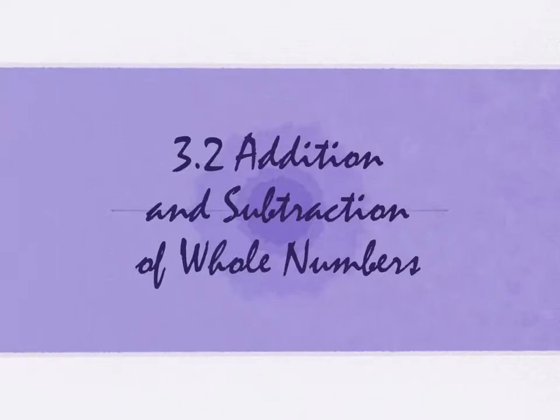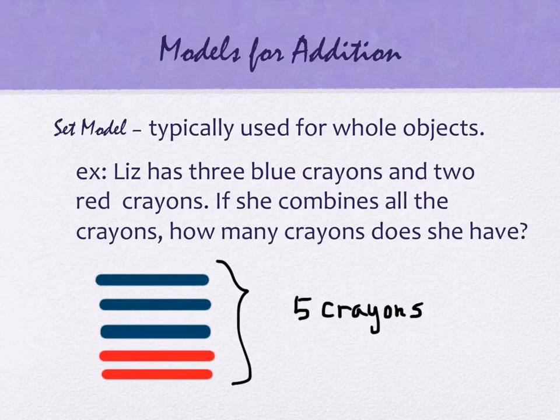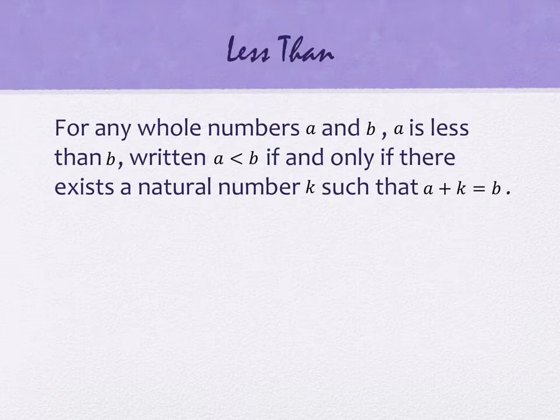Last time we were taking a look at section 3.2, called addition and subtraction of whole numbers, and we had gotten to the point where we were going to take a look at a definition of the words "less than." The definition that your book gives says that for any whole numbers A and B, A is less than B, written with that symbol opening towards the B, if and only if there exists a natural number K such that A plus K equals B.